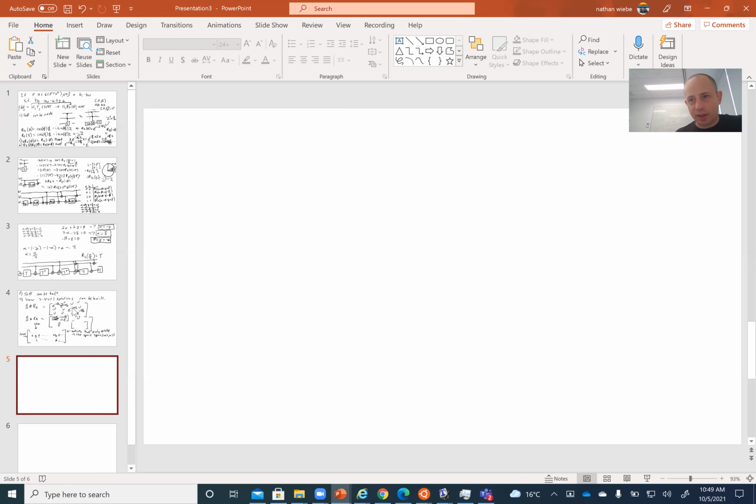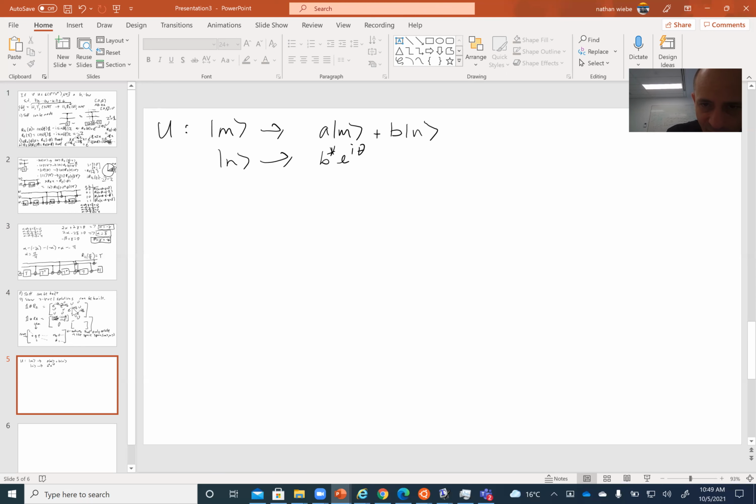The way I'm going to do it is to build a unitary U that will map the state M to alpha M plus beta N. It will map N to beta complex conjugate e to the i theta N, minus alpha star e to the i theta M. Now when we compute the inner product between these two vectors, we end up getting that the result is 0.